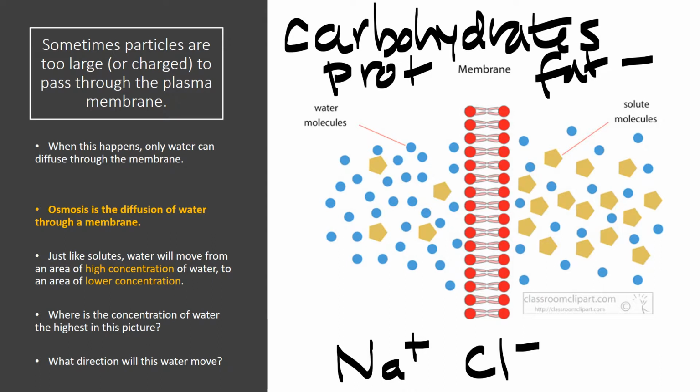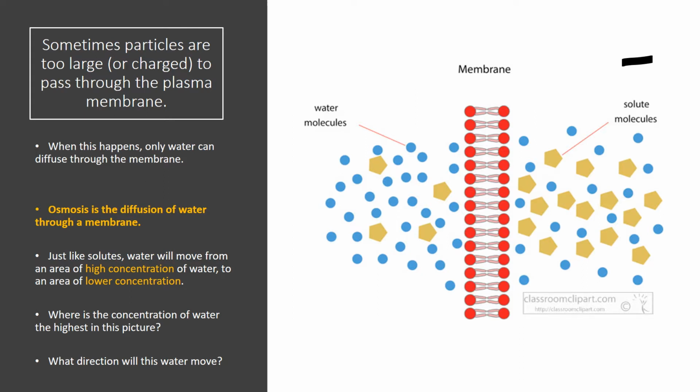So what happens in those cases? Well, all of those substances are going to stay where they are, and in that case, only the water can move. And this is a very special case of diffusion. So the special case of water moving across a membrane is called osmosis. And just like the solutes, if the water can move, it's going to move from an area of high concentration to an area of low concentration.